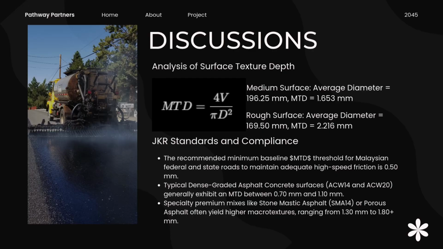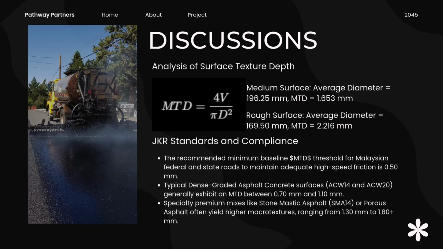Based on the sand patch test result, the mean texture depth was calculated using the formula as shown. And what we got from the medium surface, the MTD is 1.653 mm, while for the rough surface is 2.216 mm. According to the JKR standard specification for roadworks, section 4, flexible pavement, the recommended minimum baseline MTD threshold for Malaysian federal and state roads to maintain adequate high-speed friction is 0.50 mm.